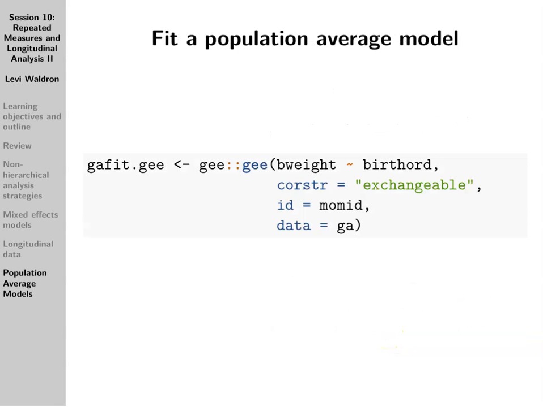Fitting a population average model is straightforward. You can use this package GEE, and it's a very similar interface to everything else that we have done. One relevant thing that you will want to enter, it does have a default value, but it allows you to specify a correlation structure, and I'll talk a little bit more about what this means.